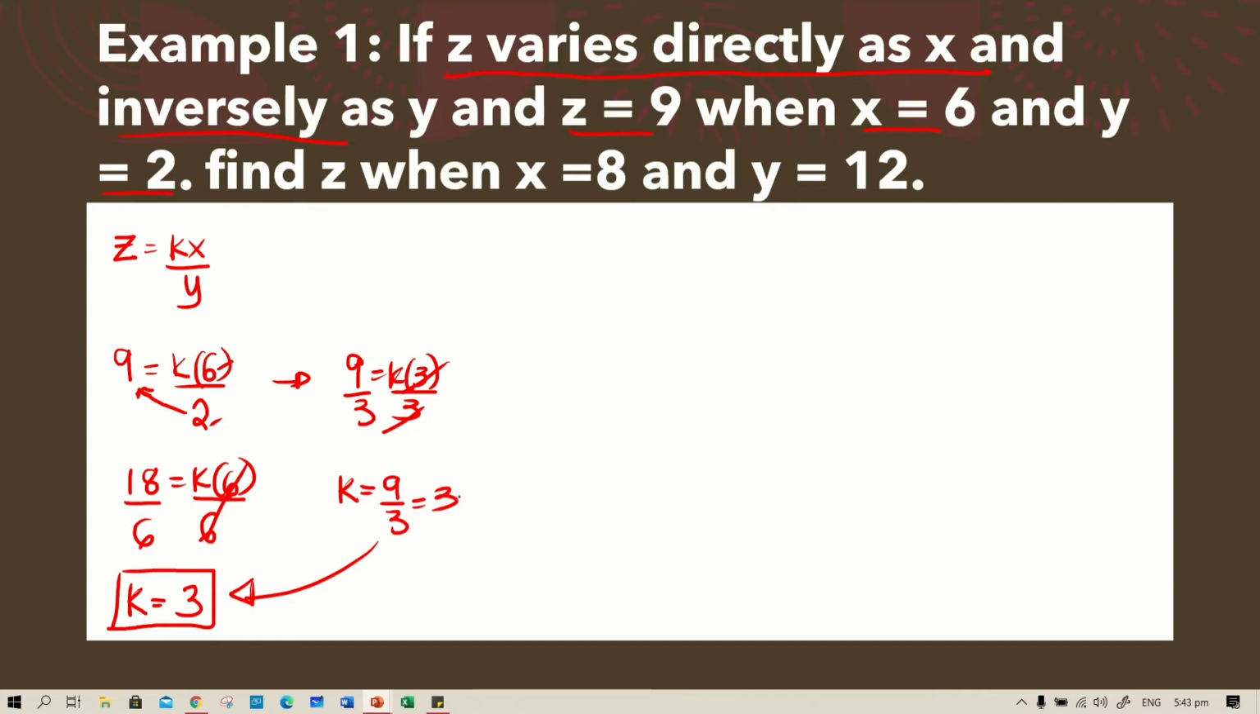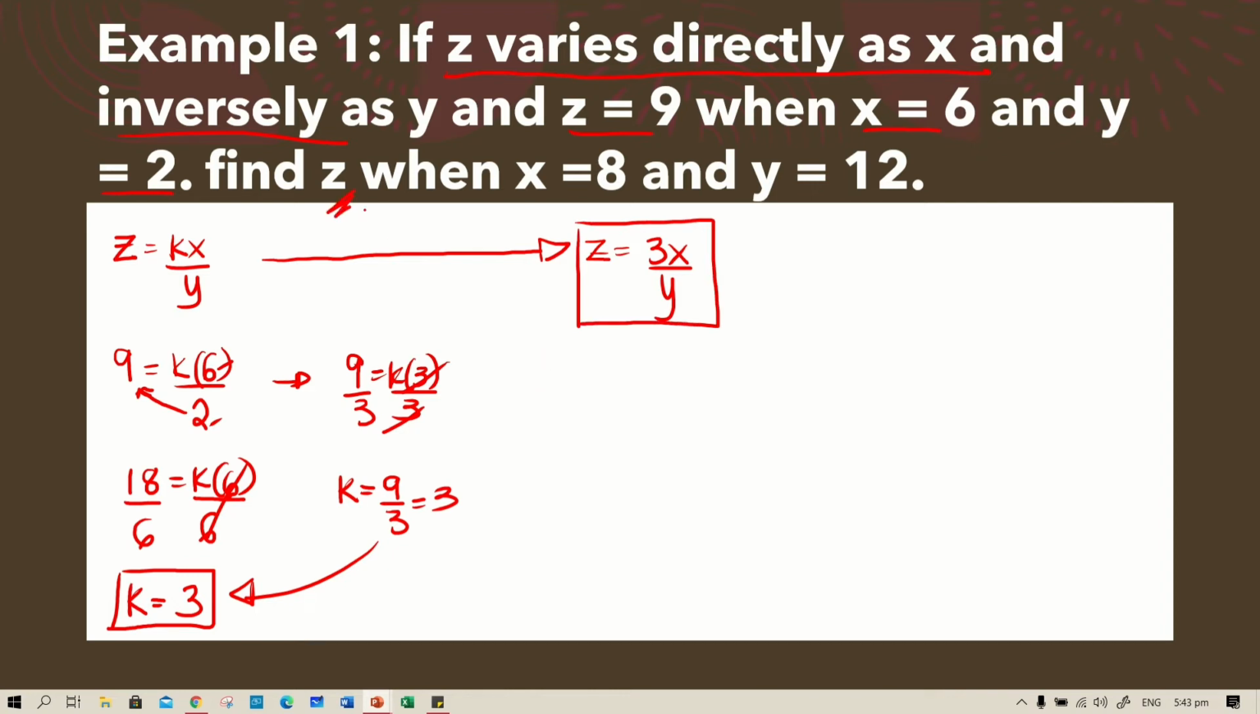Next is, after we solve for k, we will plug this into our equation. So from z is equal to kx all over y, we now have our equation of variation, which is z is equal to 3x all over y. Now from this, we can now solve the remaining information.